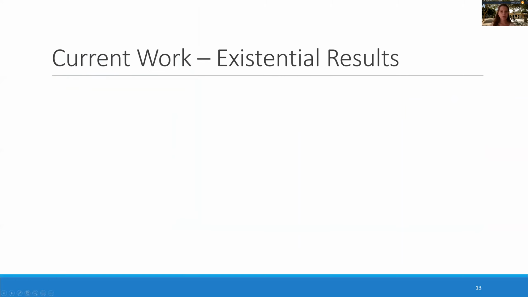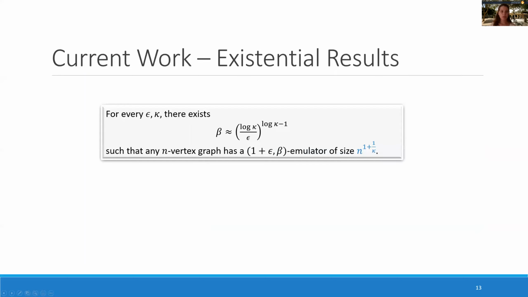So in the current paper, we have shown that one can construct ultra-sparse emulators with meaningful stretch. Specifically, we have shown that for every ε and κ, there exists a β, such that for every n-vertex graph, there exists a (1+ε, β)-emulator of size n^(1+1/κ) with no leading constant. We've also devised a centralized construction that computes such emulators in polynomial time.